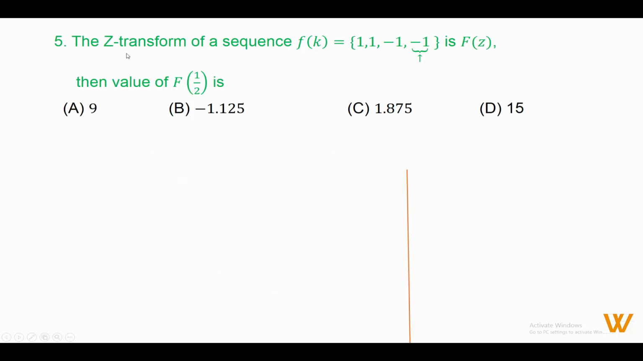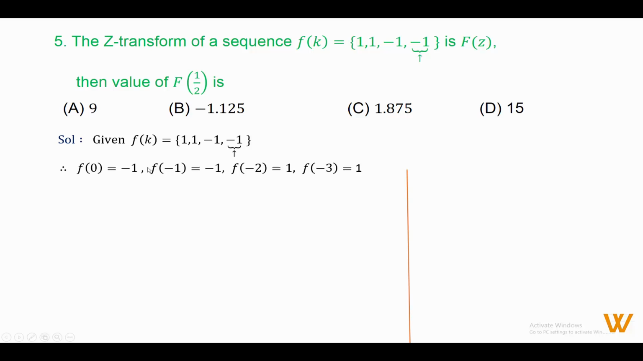Next 5. The Z transform of sequence f of k is equal to 1, 1, minus 1, minus 1 is F of z. Then find the value of f of 1 half. Means first find out Z transform of f of k. Given sequence f of k is 1, 1, minus 1, minus 1. Arrow is here, mean this is value of function at point k equal to 0, mean this is value of f of 0, this is value of f of minus 1, this is value of f of minus 2, and this is value of f of minus 3.